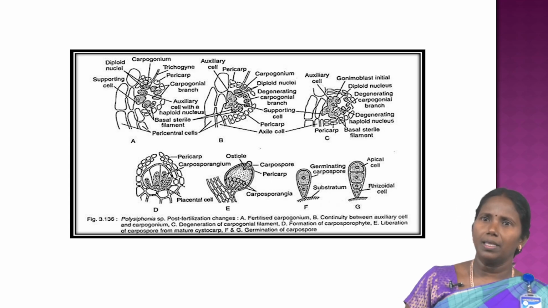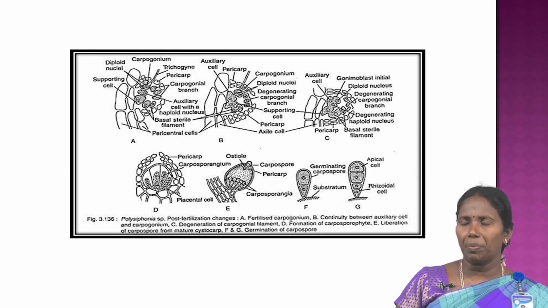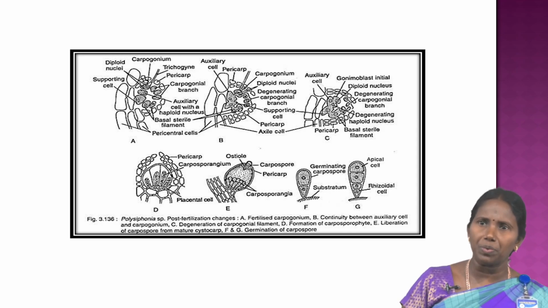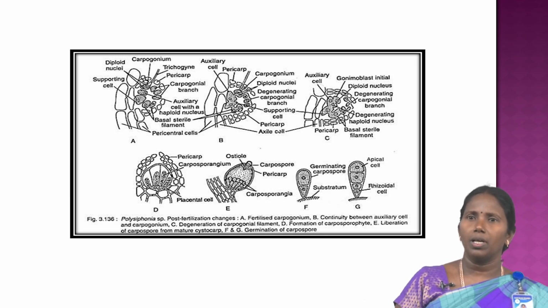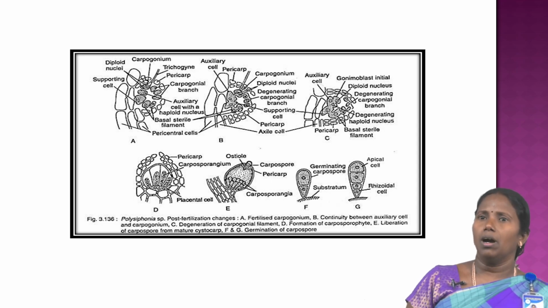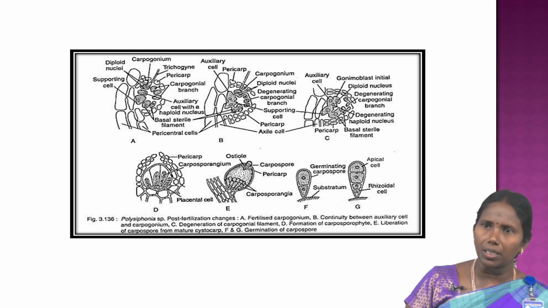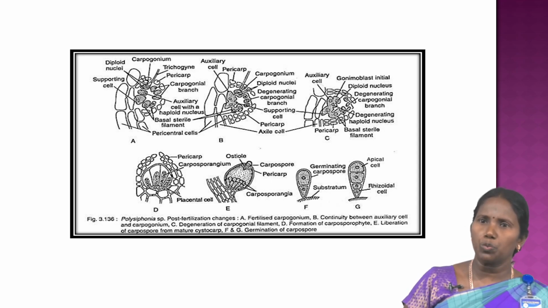The placental cells, gonimoblast filaments and carposporangia are covered by many vegetative filaments and form an urn-shaped structure, the cystocarp. The outer covering of the cystocarp is called the pericarp. The diploid part of the cystocarp represents the carposporophyte.